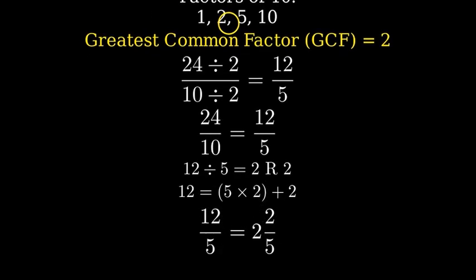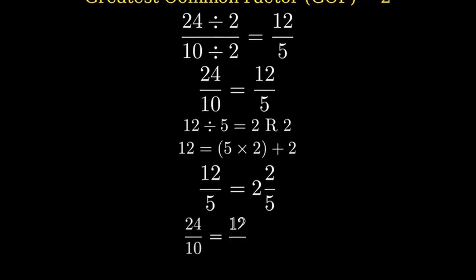So our mixed number is 2 and 2 fifths. Therefore, 24 tenths simplified to a mixed number is 2 and 2 fifths.